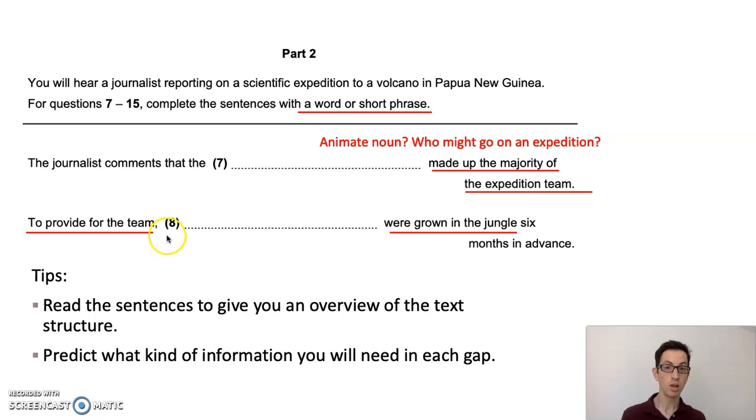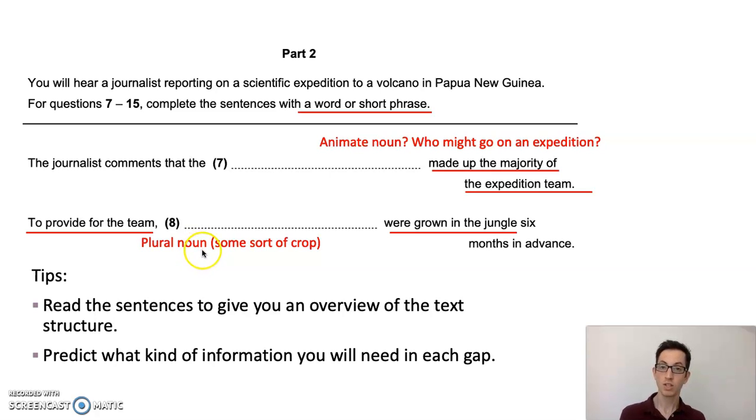So something was grown, a plant, and it was probably edible because it needed to provide for the team. So probably we're listening for some sort of crop here, some kind of vegetable. We also see that it's "were grown" as opposed to "was grown", and that tells us that we're listening out for a plural noun specifically.